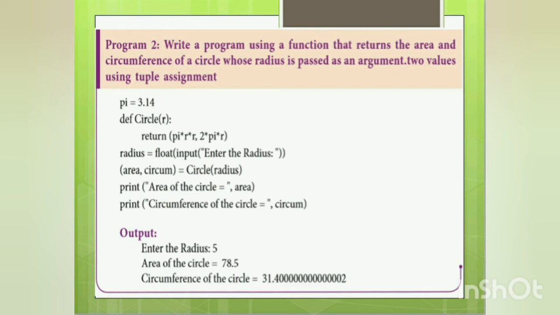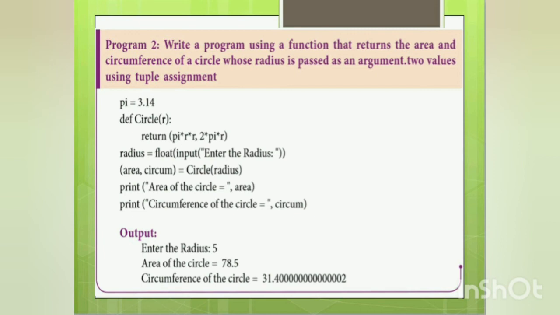The area of a circle formula is pi r square, right? Comma. Then what is the circumference of a circle? 2 pi r. So 2 into pi into r. Here in the return statement itself, it will evaluate the expression and return it to the calling function. Now this is the main program. It starts from here. Radius is equal to float of input, enter the radius. Radius means either you can get a floating value or an integer.